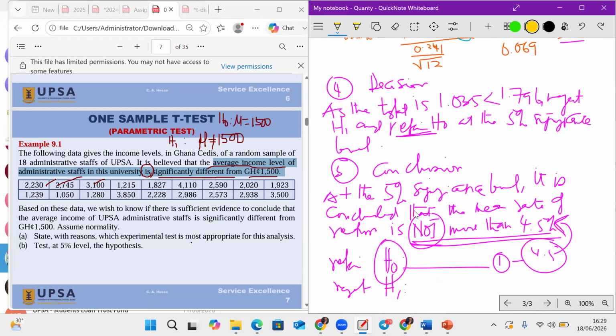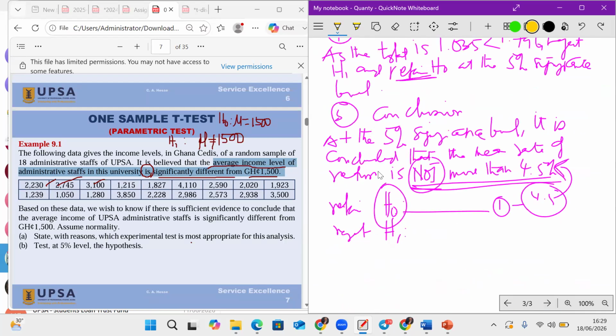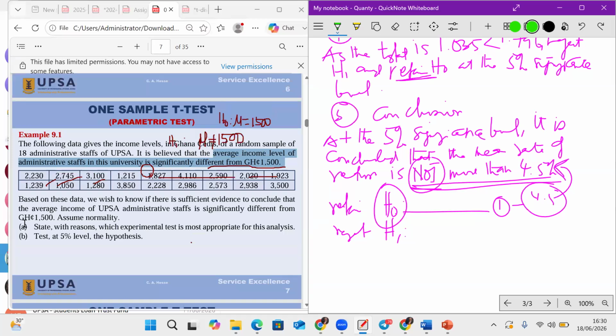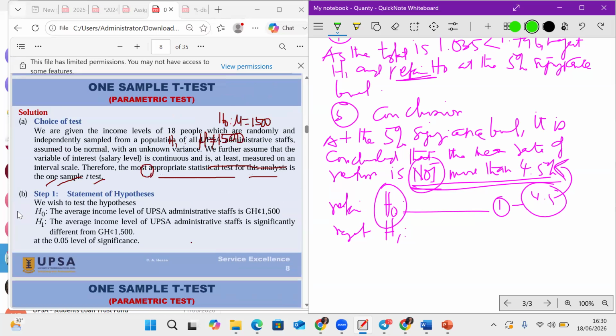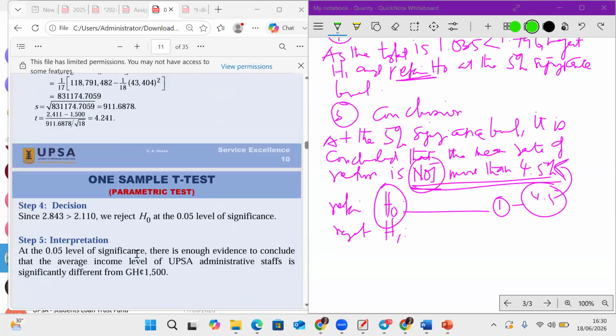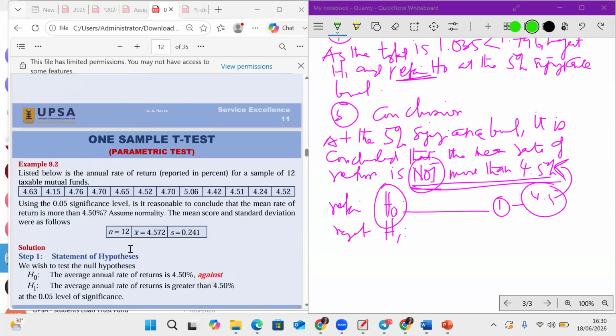Here also, their claim is that it is more than 1,500. So is it true or false? Confirm their claim or reject their claim. That's what we are trying to say. So at the 5% significance level, it is concluded that the mean... I'm quoting what they said, but that's what I'm going to use to answer it. You can state it another way, but for the recommendations here, let's stick to that.